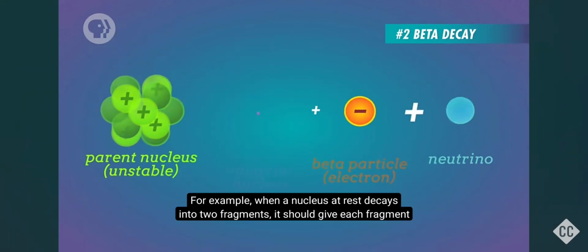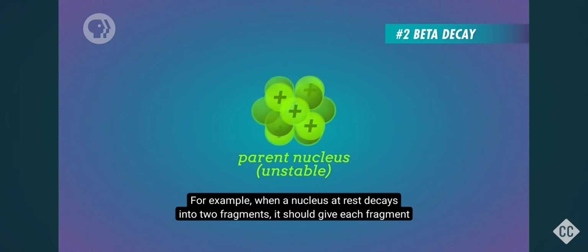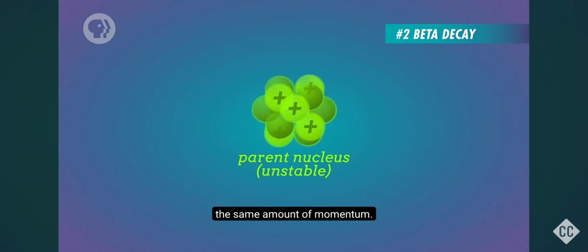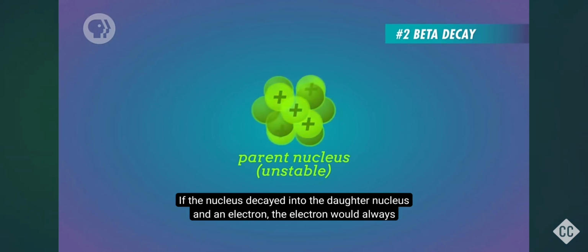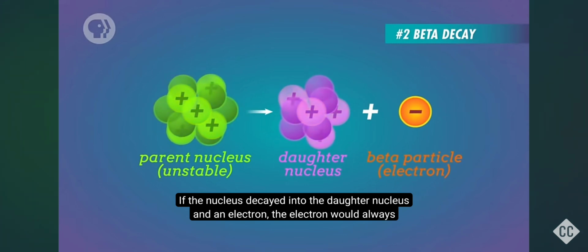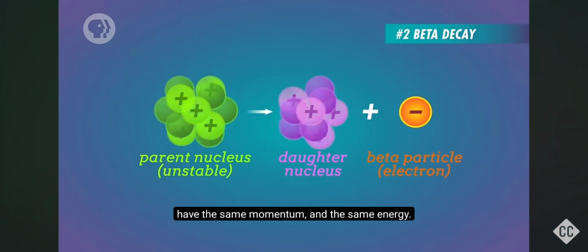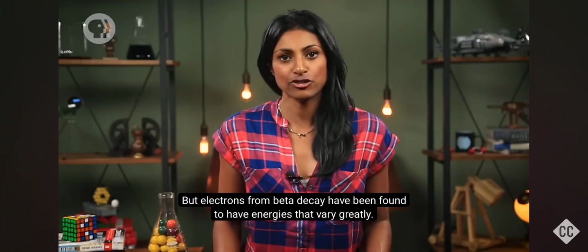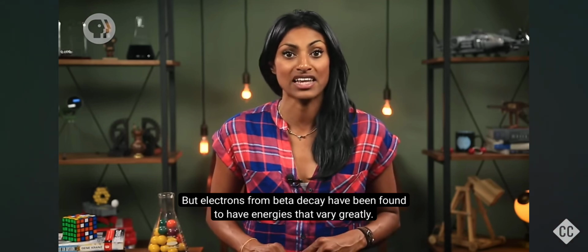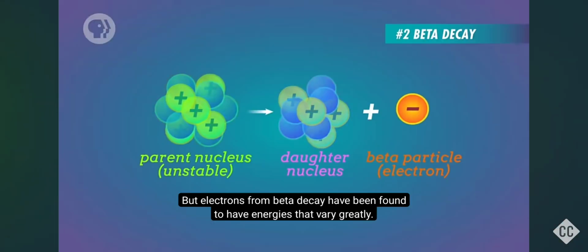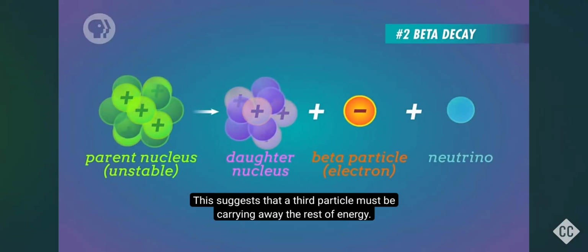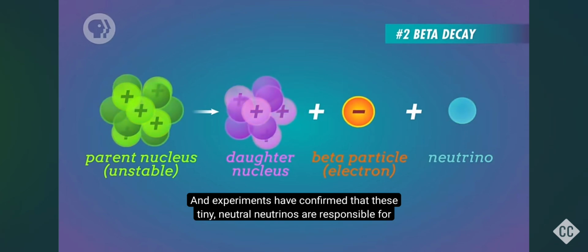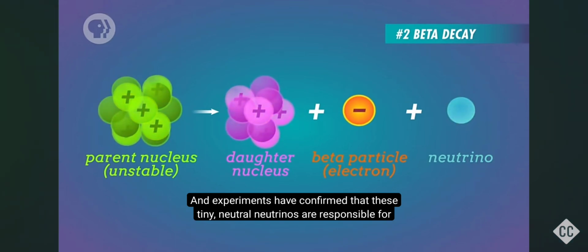For example, when a nucleus at rest decays into 2 fragments, it should give each fragment the same amount of momentum. If the nucleus decayed into the daughter nucleus and an electron, the electron would always have the same momentum and the same energy. But electrons from beta decay have been found to have energies that vary greatly. This suggests that a third particle must be carrying away the rest of the energy, and experiments have confirmed that these tiny neutral neutrinos are responsible for that missing energy.